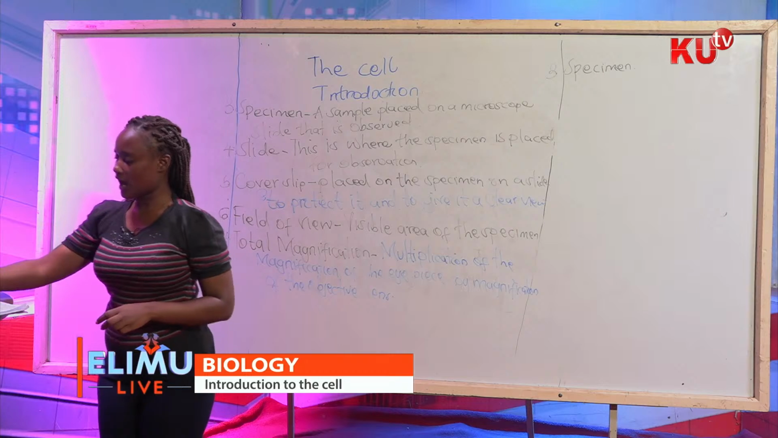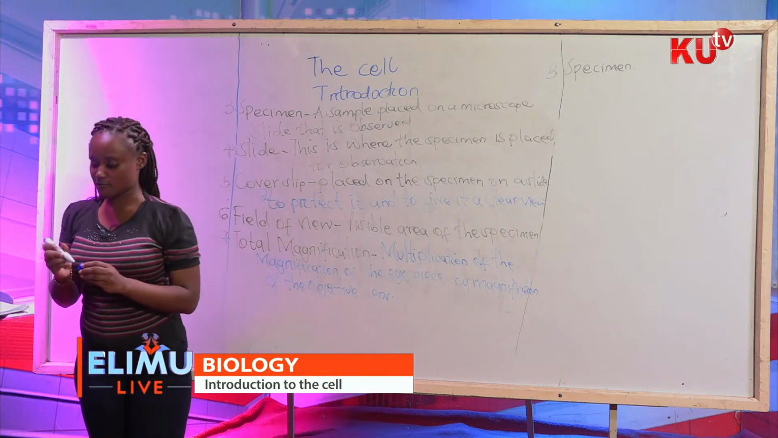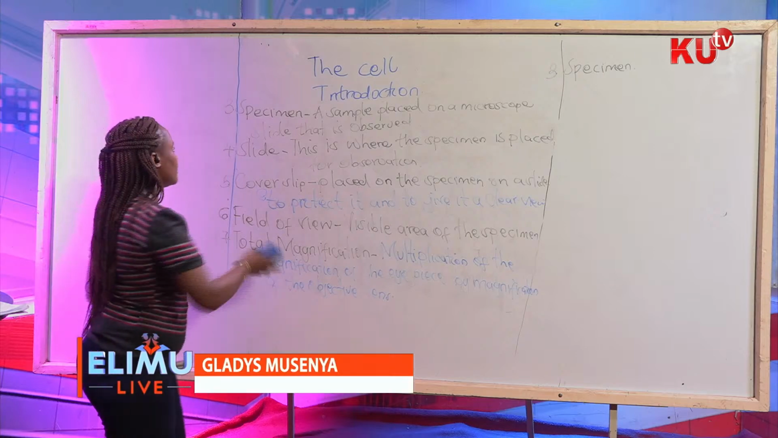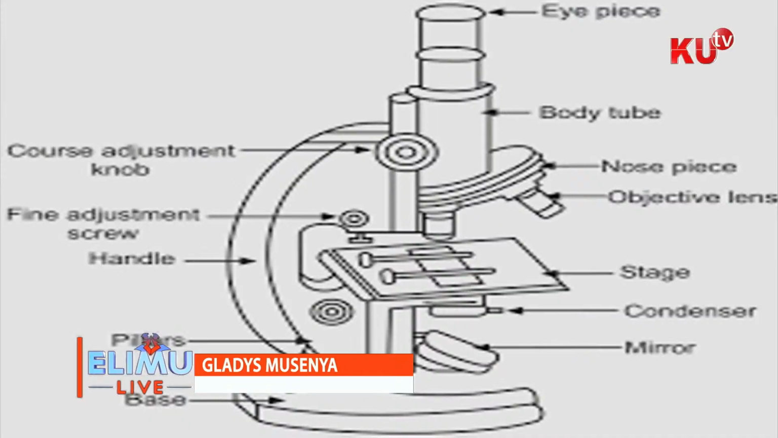Now we have to get a clear view and a drawing of the microscope. So the microscope, now let's know what that object is.